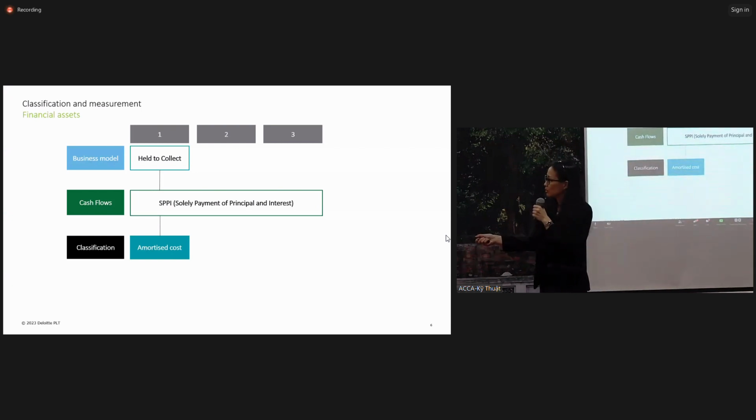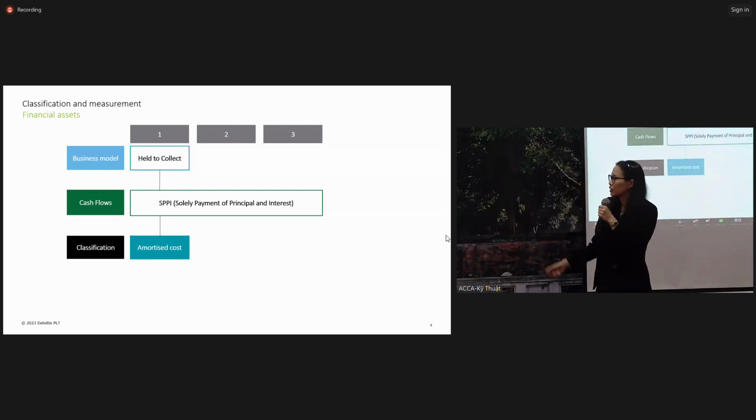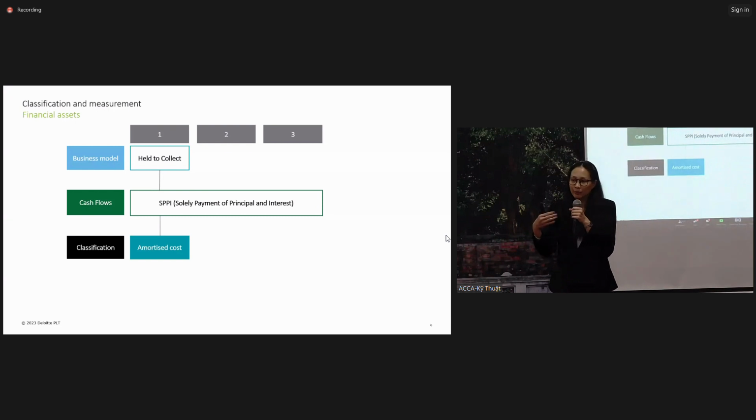For the business model, we have potentially one type, two types, or any other, so I put in the category of 3 later on. If we have a business model which is to hold to collect the contractual cash flows and the interest, because the SPPI is the principal and interest, this will be classified as amortized cost. So the naming convention in classification is also the measurement principle. The classification is called amortized cost, and the measurement is at amortized cost.